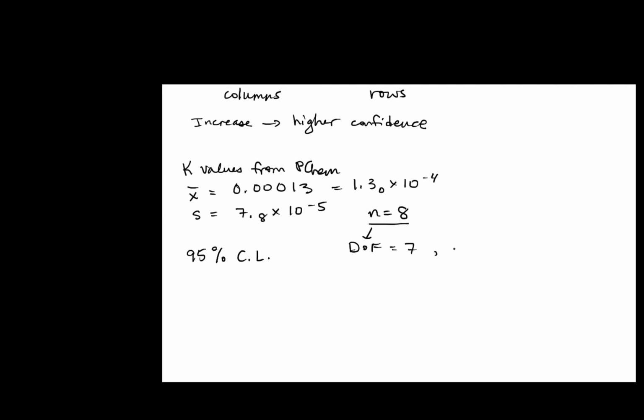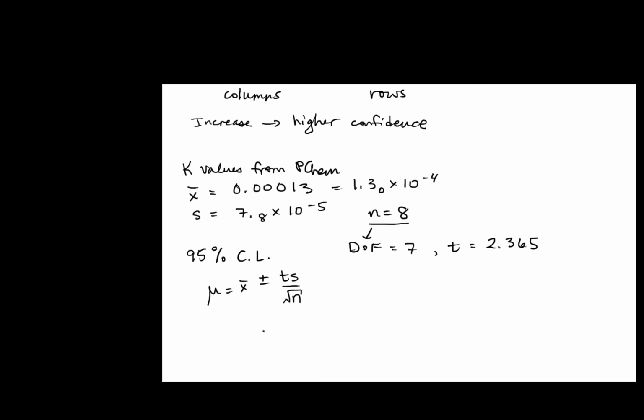So if n is equal to 8, that means our degrees of freedom is equal to 7. And if we look on the table, we should find a t-value of 2.365. It's a good idea for you to pause the video for a second, go look up the t-table in the Harris text, and verify that what I'm telling you is true. Hopefully you found that and I didn't have a typo. So let's go ahead and calculate our confidence interval.